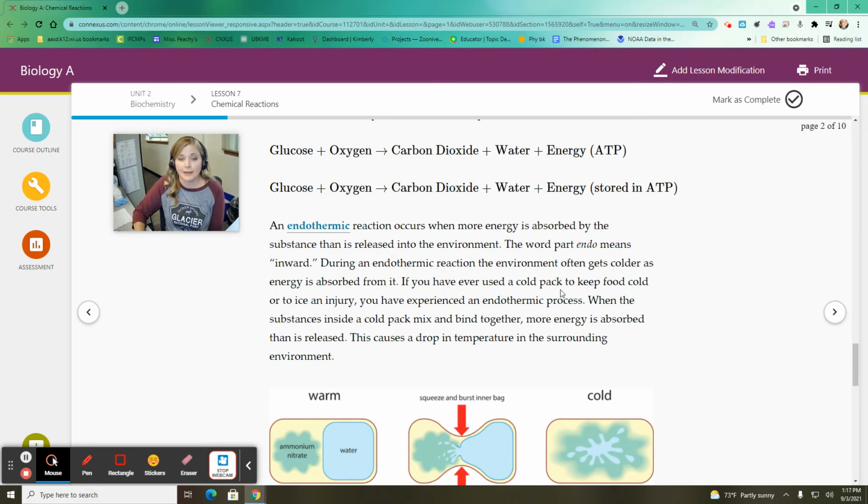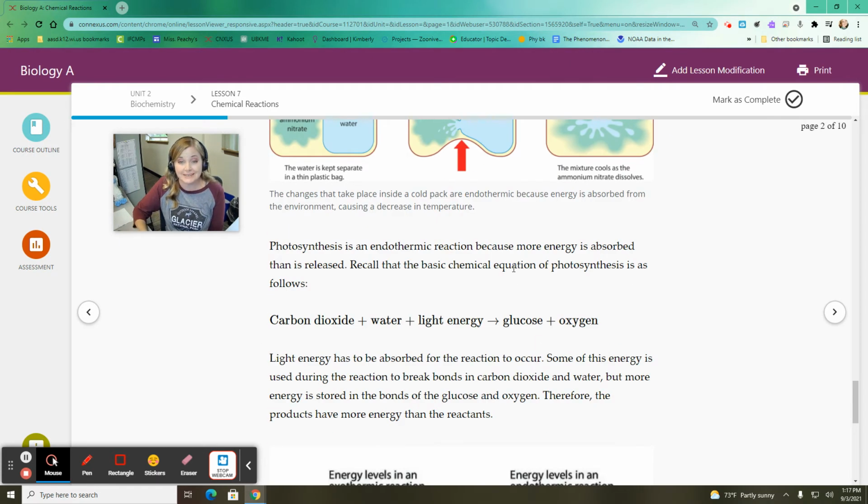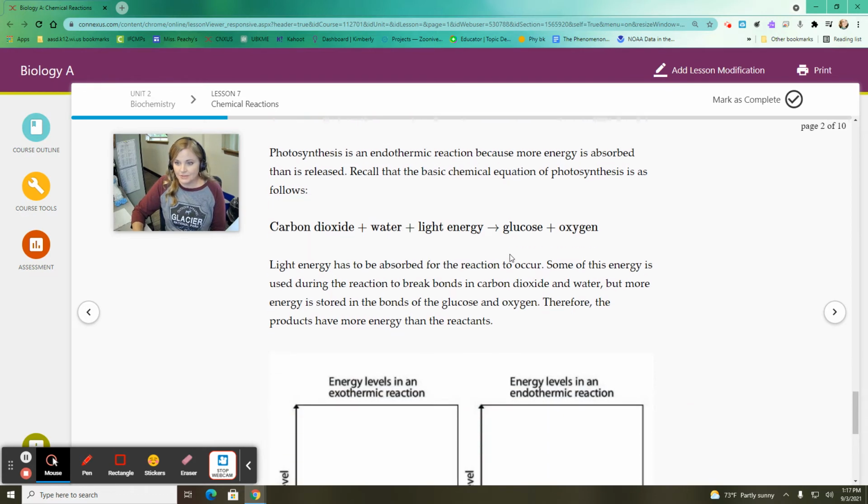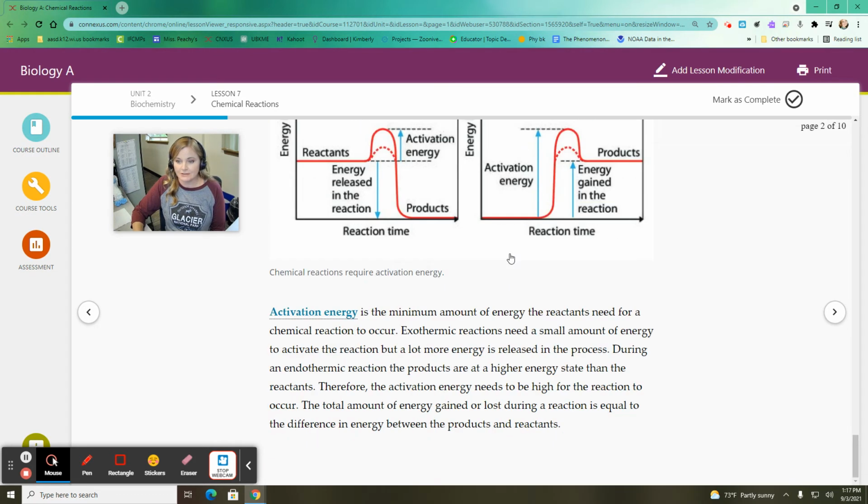Endothermic reactions, again, feel cold, so they take energy from the environment to get them to go. Photosynthesis is an endothermic reaction. It's absorbing energy from the sun to get the reaction to go, and it stores that energy in the molecule of glucose, to be used later. And that pretty much goes through the terms on that page.